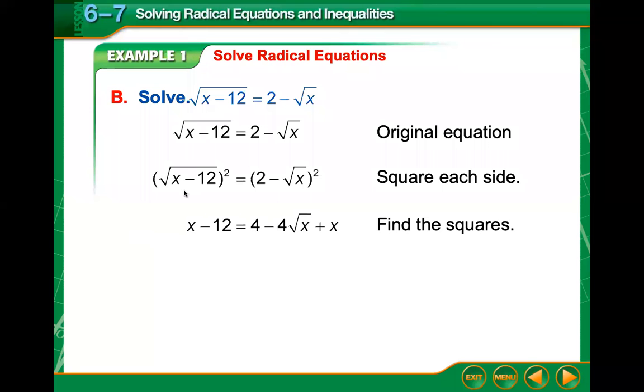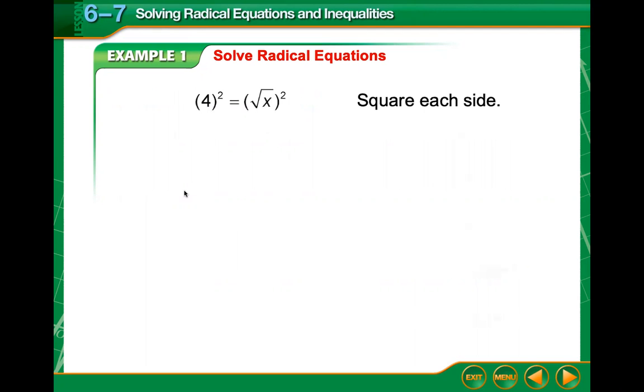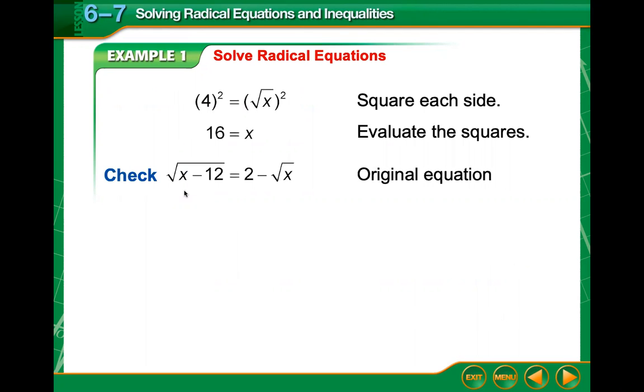We're then going to isolate the square root on one side. When we do that, we move x over to one side and 4 to get negative 16 equals negative 4 times the square root of x. We're going to divide by negative 4 to get 4 equals the square root of x. We're going to square both sides and get 16 equals x.